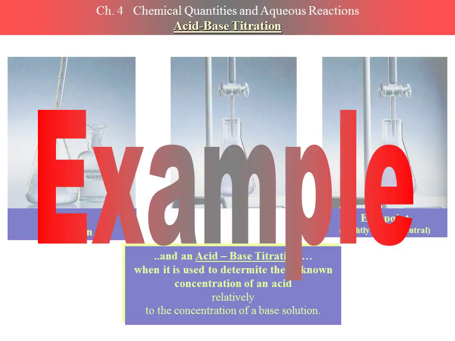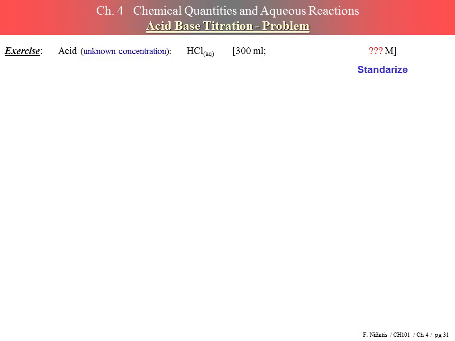Let's see an example here. We have an acid, hydrochloric acid, and we take 300 milliliters from that acid. We do not know the concentration. We say that we need to standardize it. Since we have an acid, we will need a base with a known concentration in order to determine the concentration of this one here.